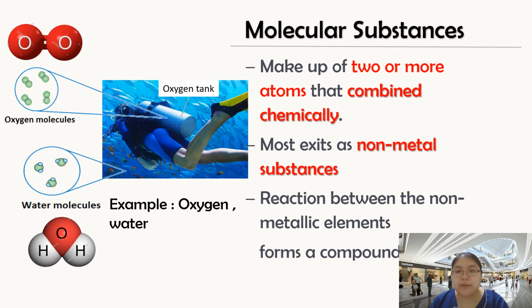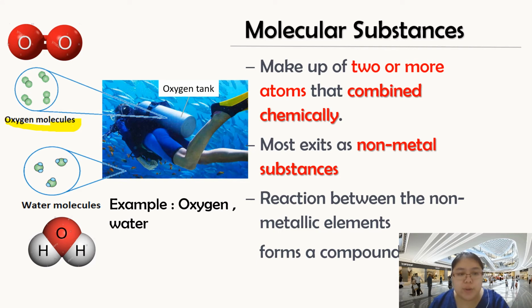Okay, second one is molecular substances. Before that, we were talking about a molecule being 2 or more atoms combined together. Most molecular substances are non-metal substances. For example, inside the oxygen tank we have oxygen molecules. Oxygen is a molecule because it combines 2 oxygen atoms. When they combine to become O2, we call it a molecule.